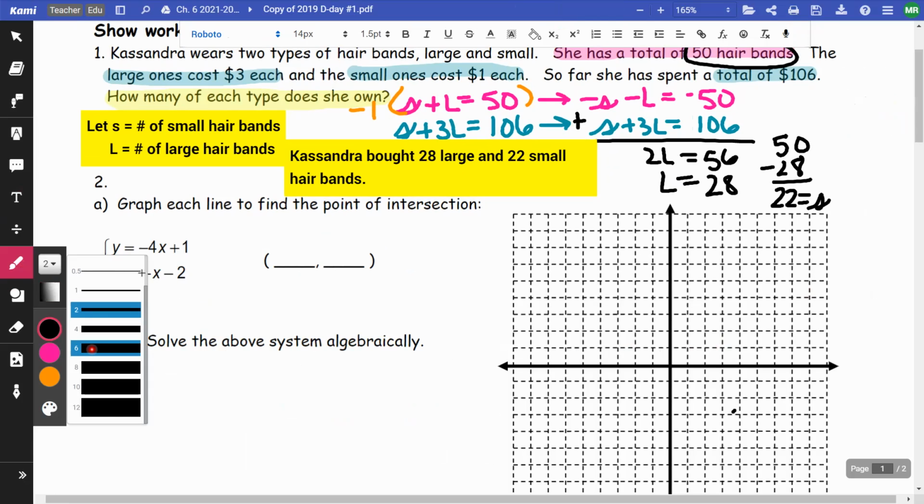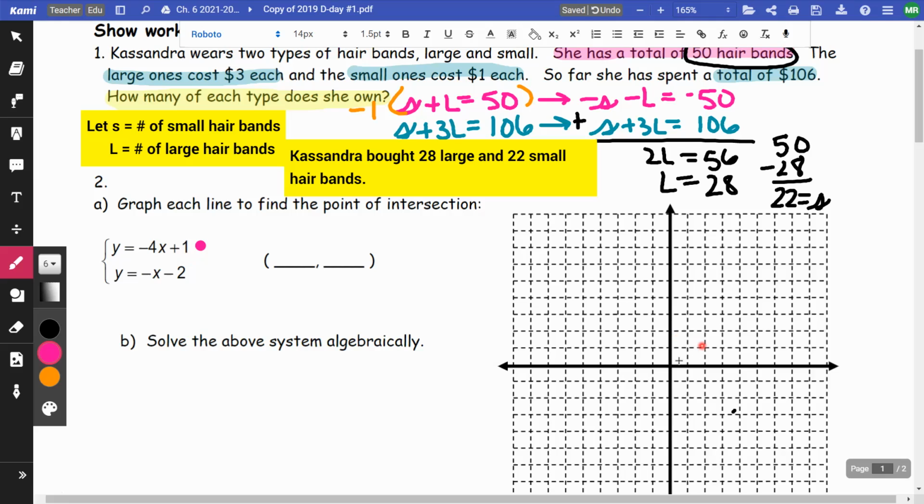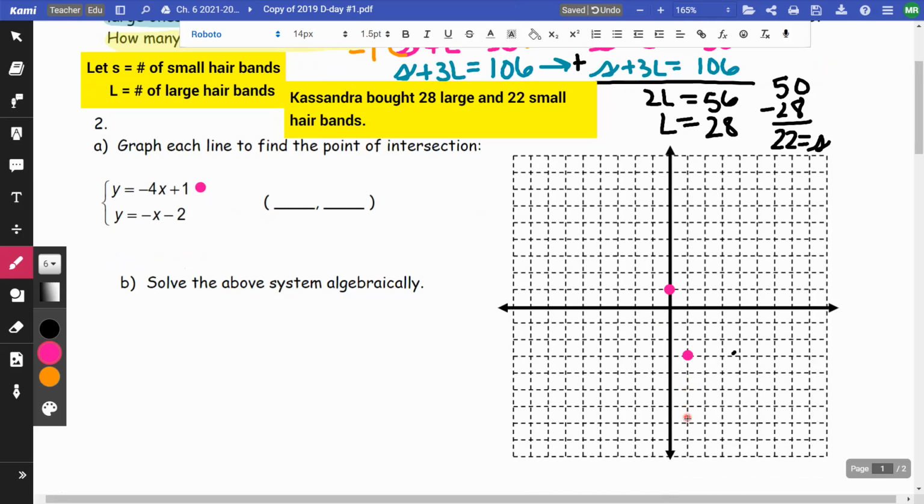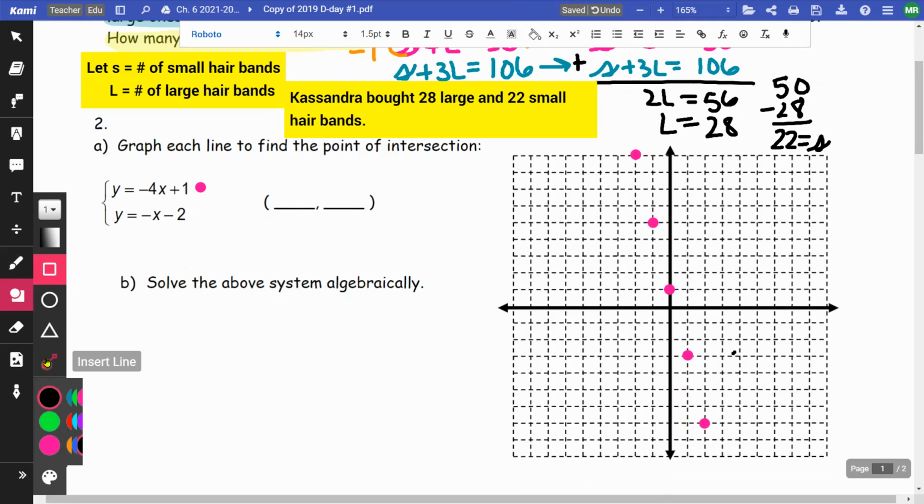let's say I do this first one in this pink. So my y-intercept is this 1. So I'm going to come up to 1. My slope is -4, which means I'm going to go from here down 1, 2, 3, 4 to the right 1. And I'm going to keep doing that. 1, 2, 3, 4, right 1. And let me just go the other direction. So I'm going to go up 1, 2, 3, 4, left 1, up 1, 2, 3, 4, left 1. And then I am going to get a line.